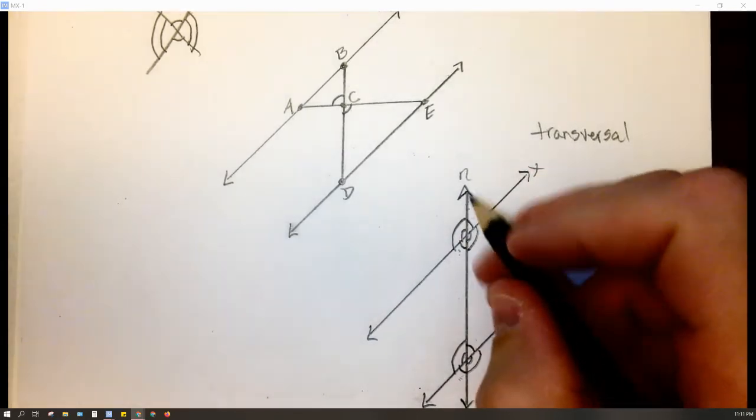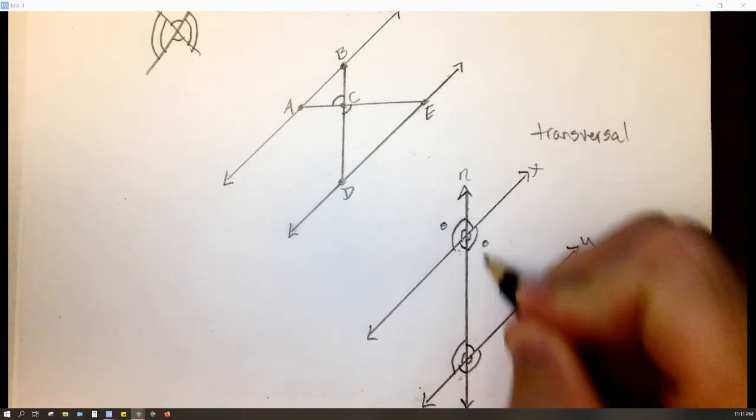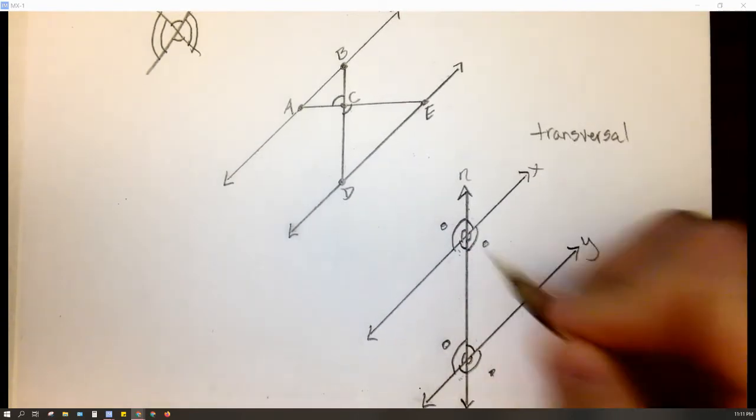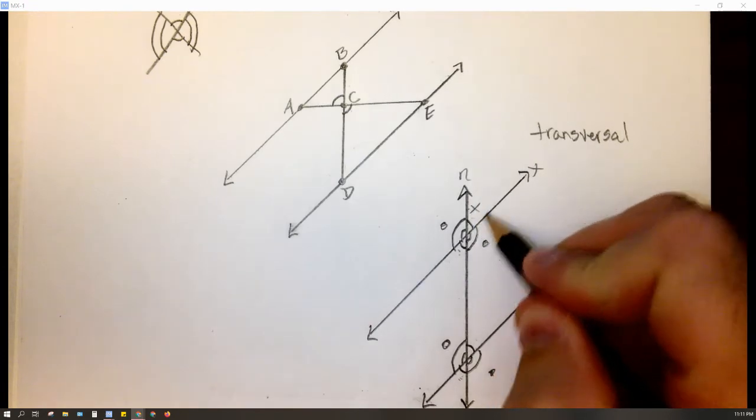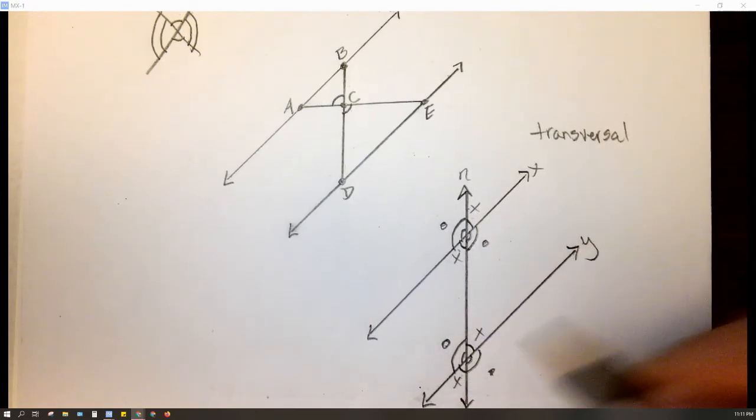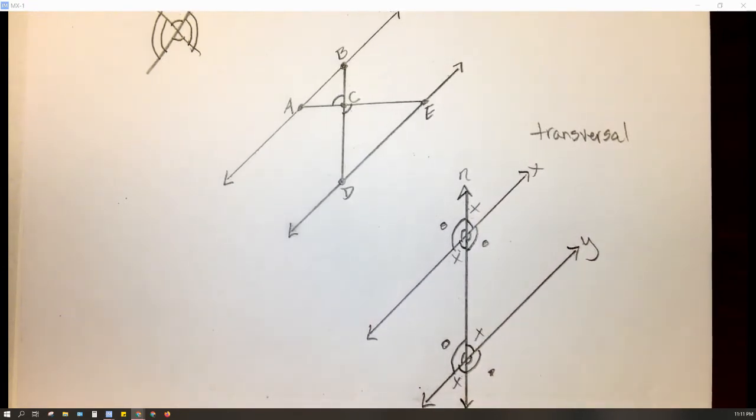That's a little messy looking. So I'll just say that this angle, this angle, this angle, and this angle, those 4 angles all measure the same. And then this angle, this angle, this angle, and this angle all measure the same. So you have 8 angles there, but only 2 angle measures. You have 4 pairs of congruent angles.